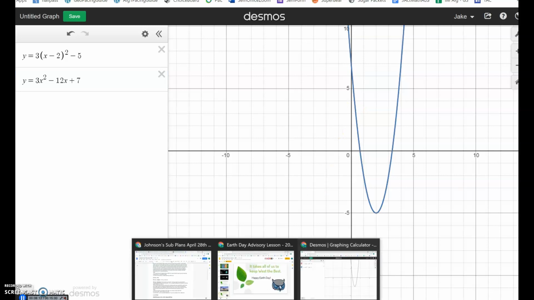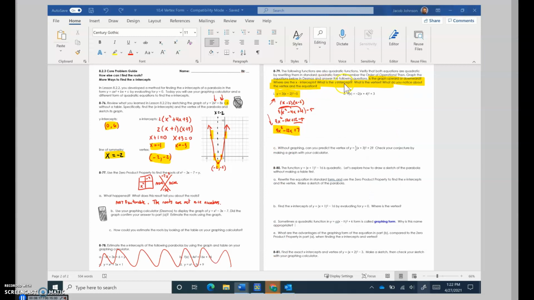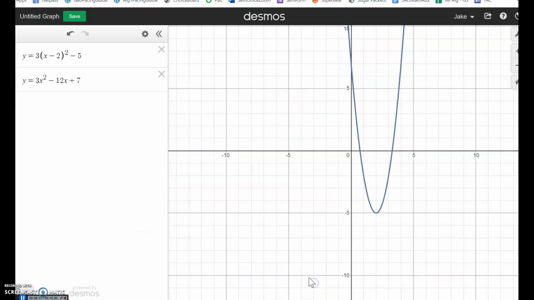Okay, and then next thing we want to look at is, what is the vertex? Okay, so what is the vertex of this parabola? And the vertex is 2, -5. So 2, -5. And with that vertex, look at the original equation and see if you notice anything with the equation.